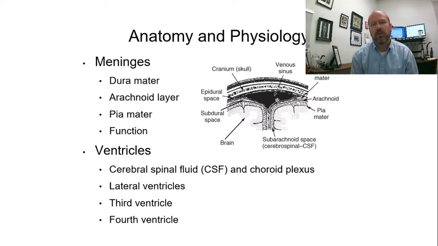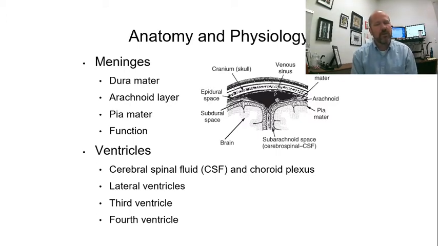The outside part is called the dura mater, which means the hard part. The arachnoid layer is named that because it looks like spider webbing, and the textbook has a really good drawing of what that subarachnoid space looks like. And then the part that adheres most closely to the brain itself is the pia mater. And the function, again, I've already mentioned.